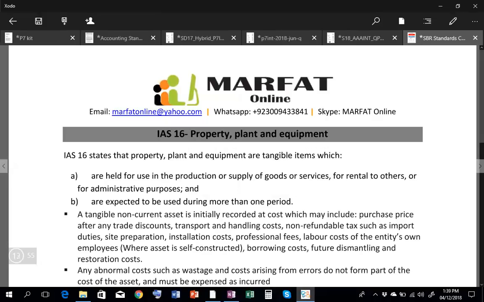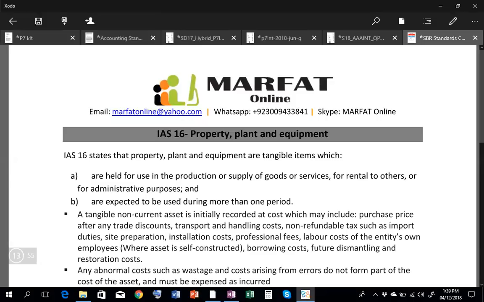At least 20 to 30% portion will be based on the standards which you have already studied in your F7 exam, and I'll be classifying them as F7 standards. One of the main important standards is IAS 16 property, plant and equipment.